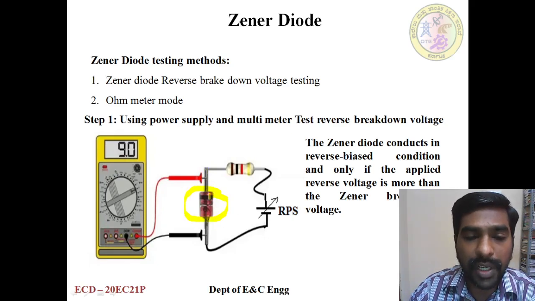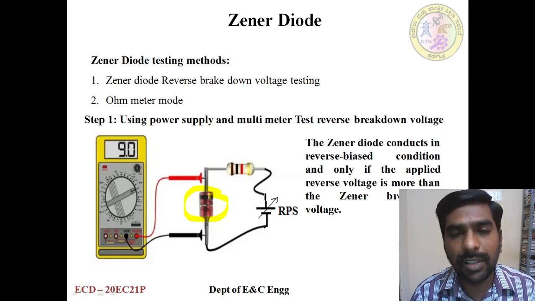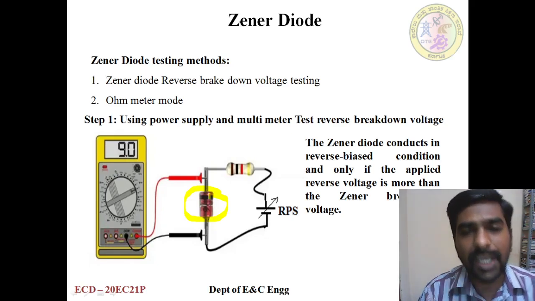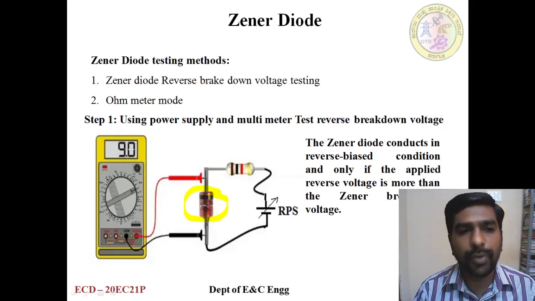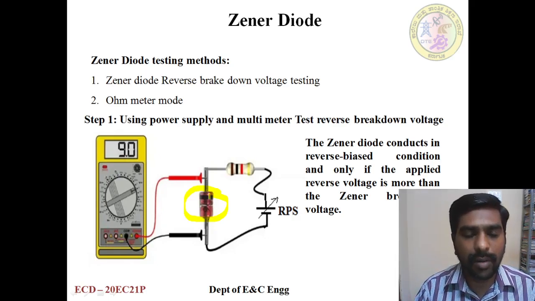So this is one important test one has to do, but as per the syllabus, we need to test the Zener diode with the help of the multimeter. This is the additional input I am giving for further enhancement of your knowledge. You can do this test in a laboratory to test the Zener breakdown voltage of the Zener diode.